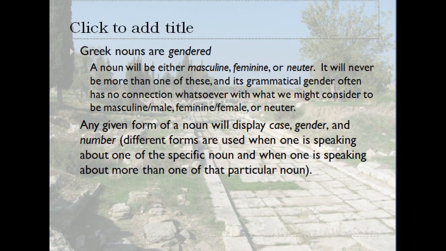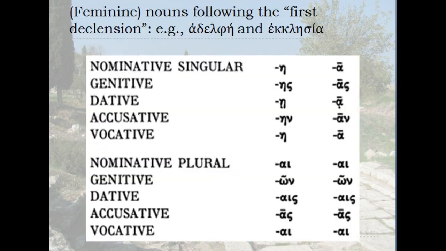Now, as we move into the lessons this week, we will encounter a number of paradigms. This time, we're not dealing technically with conjugation, which is the name given to making the different forms of a verb, but with declension, the forms of a noun or noun-like words.